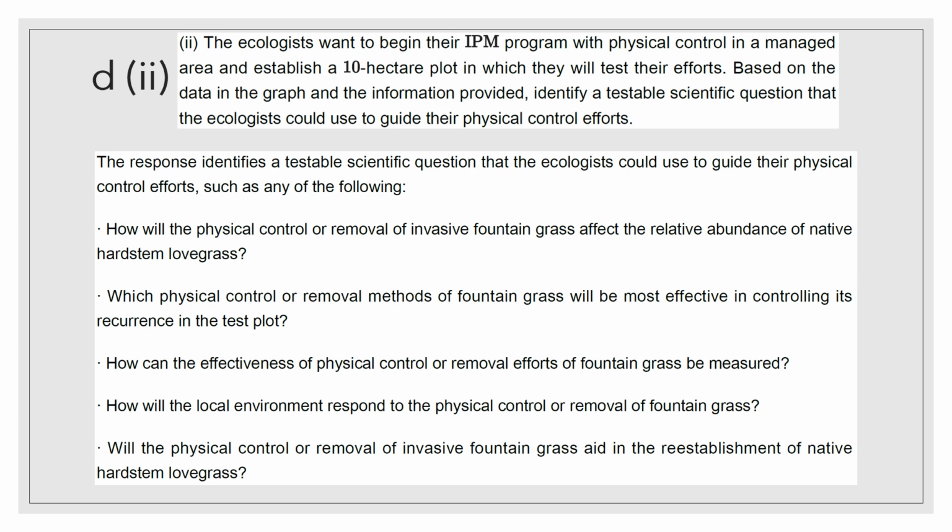So the first one is super duper simple, and it's the one that I actually thought of as well, and that is, will the physical removal of invasive fountain grass affect the relative abundance of the native hardstem lovegrass? So removing must have an effect, right? That's what my logic was headed. Remember, you must have a measurable dependent variable. So that measurable is relative abundance.